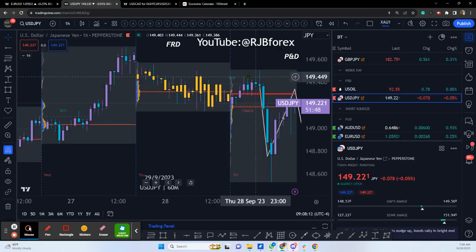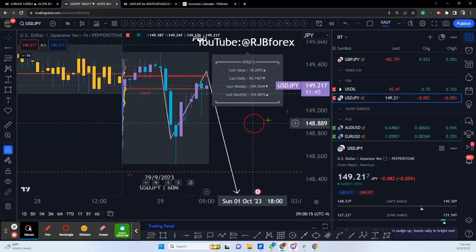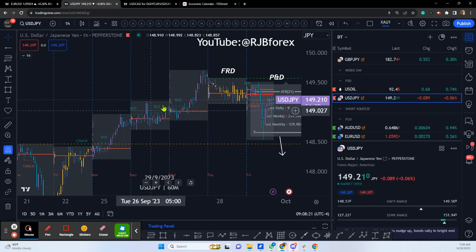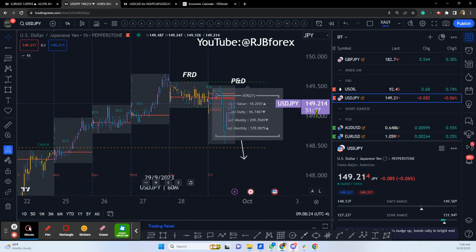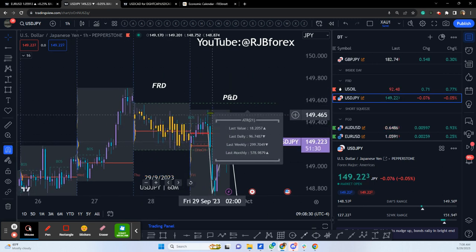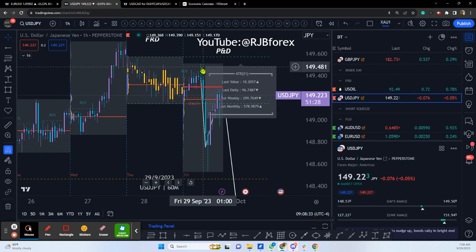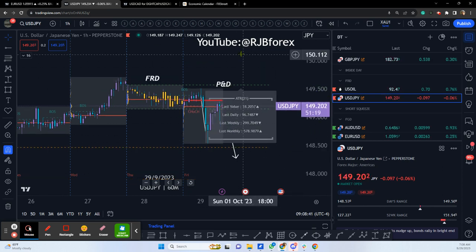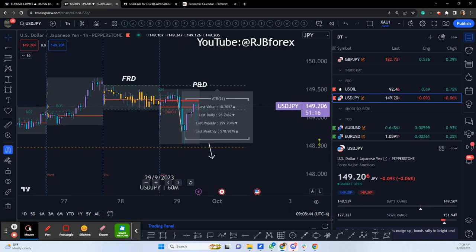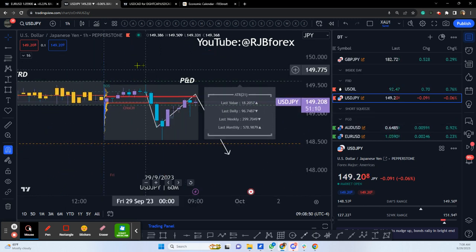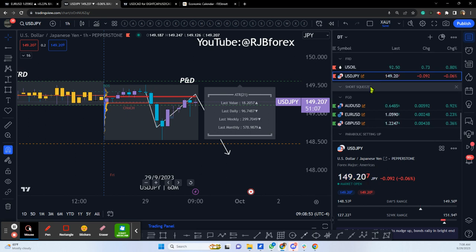Dollar yen, first red day, looking to sell rallies. So pumped up all week. First red day, inside day on Thursday. We came up into stops and dropped hard. We've pumped up, so now looking for the drop in line with a sell-off in the US dollar. Pump and dump. Pump, pump, pump, dump, dump, dump.